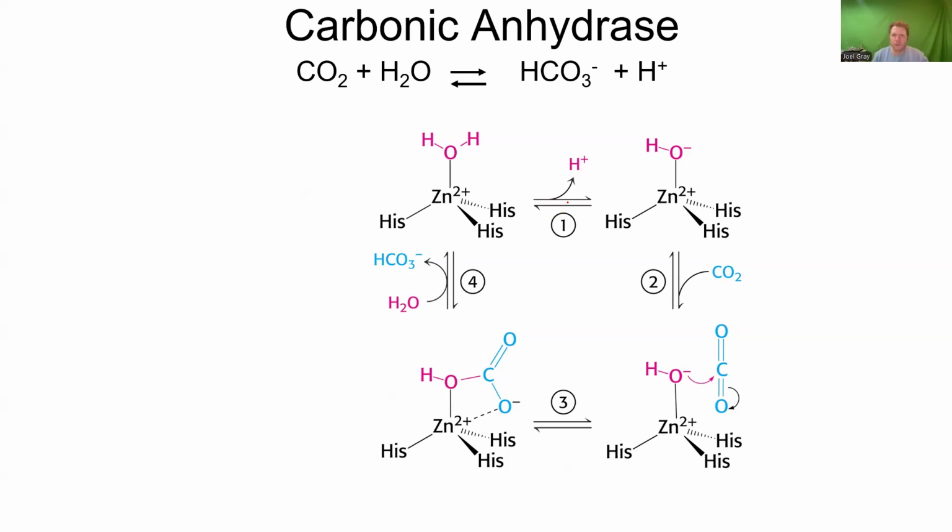Carbonic anhydrase catalyzes a pretty simple reaction: CO2 and H2O make HCO3 minus and H plus. We talked about this enzyme in the context of cellular respiration. Every time that your body breaks down sugars, one of the products is going to be CO2. CO2 is a waste product. You have to get rid of it. Well, how does your body do that? Your body does it a couple of different ways.